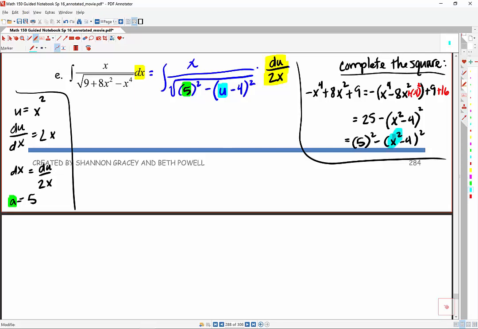Okay? So let's make sure we got rid of all those x's. So do you see, this x divides out this one, and we will have the integral of, or 1/2 we can pull out, and then we'll have a du over the square root of 5 squared minus quantity u minus 4 squared. Now, if you need to, you can make another substitution, right? Call it a w substitution.